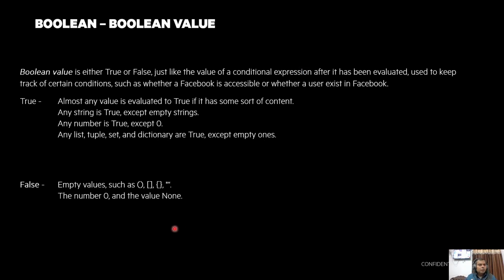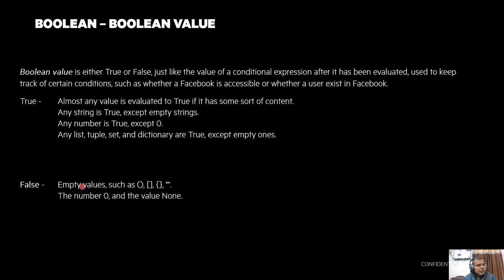The next is the Boolean value. Almost any value in Python is evaluated to true if it has some sort of content. Anything in Python will be treated as a Boolean true if it has any content. A few lines about it: any string is true except the empty string. Any number is true except 0. Any list, tuple, set, and dictionary are true except an empty one. So the moral of the story is that anything which has a value will be treated as true.